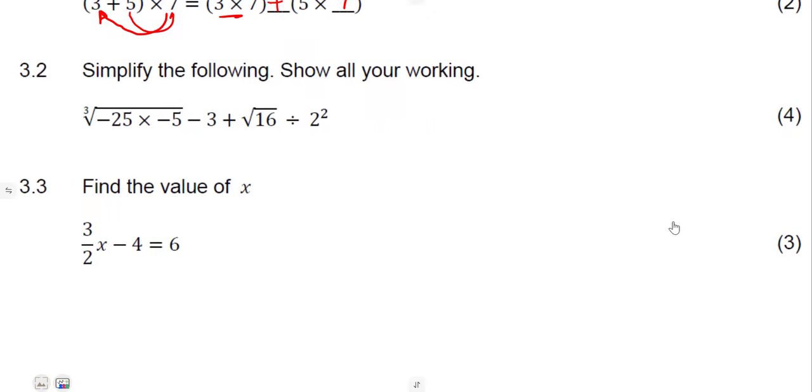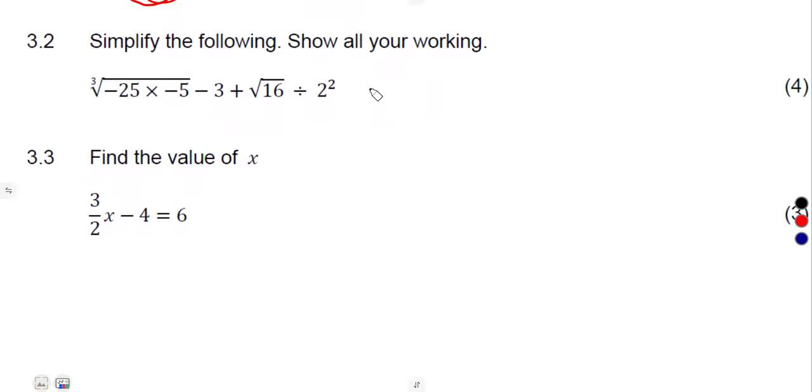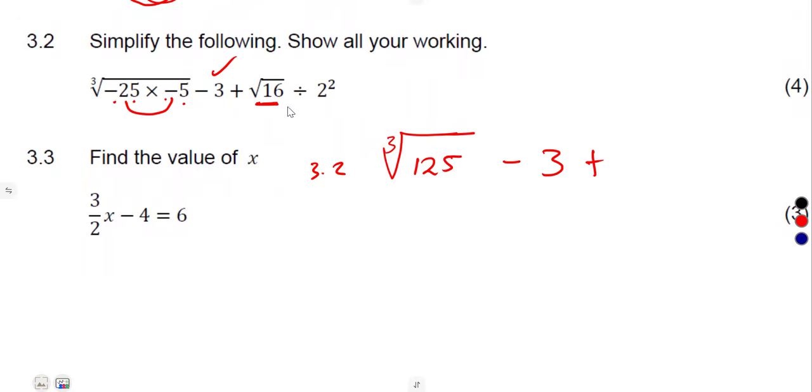All right. Simplify this, show all your working. Thus, we are supposed to actually not use our calculator there. So 3.2, there is the cube root. So it is the cube root of what? Multiply these two. Negative times negative, that's a positive. 25 times 5, that's 125. Minus what? Minus 3 plus the square root of 16, which we know is 4.